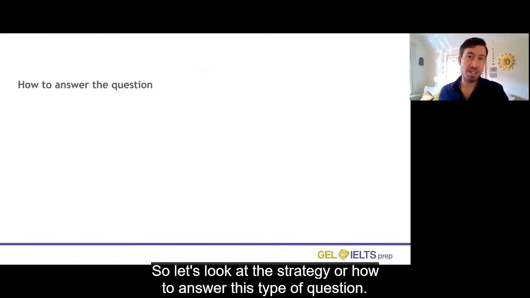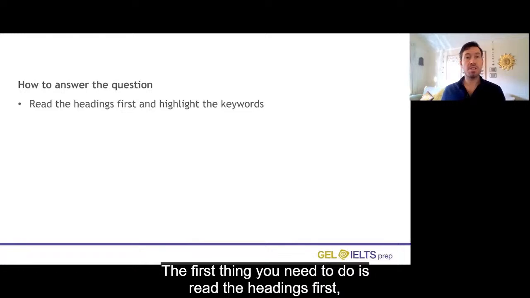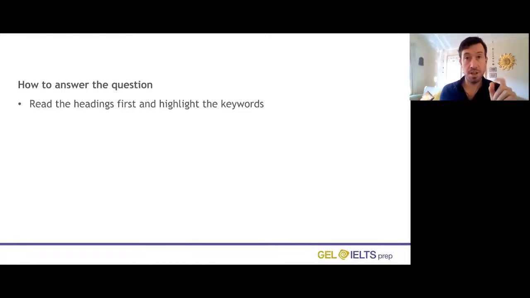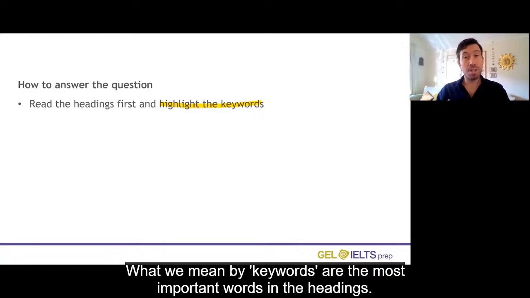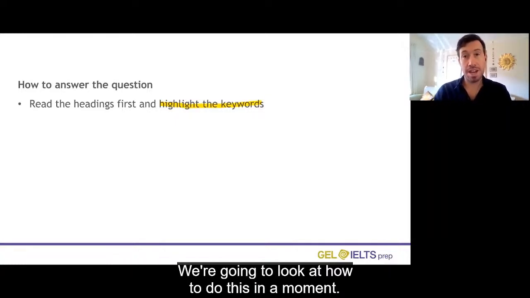So let's look at the strategy or how to answer this type of question. So the first thing that you need to do is read the headings first. So you look through them and you highlight the keywords. What we mean by keywords are the most important words in the headings. We're going to look at how to do this in a moment.